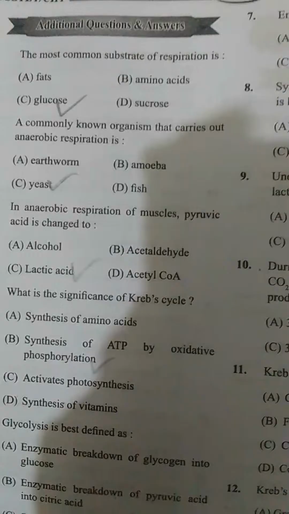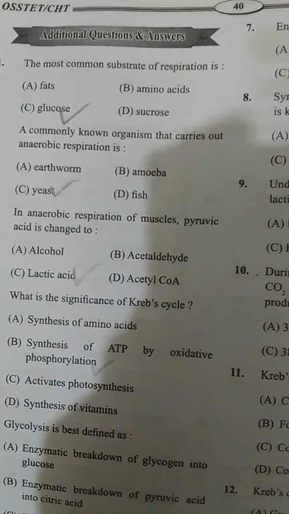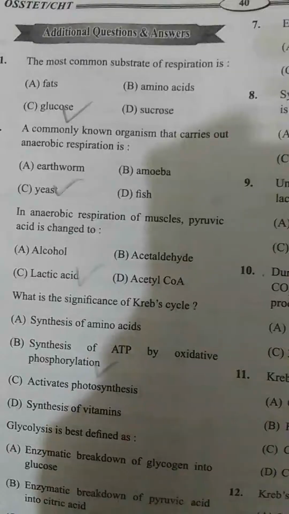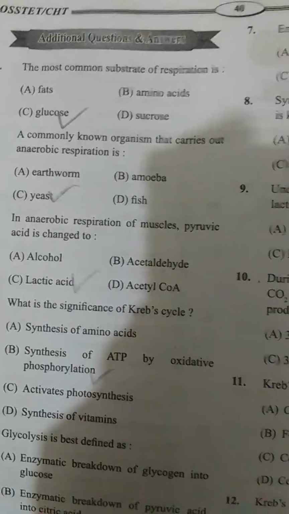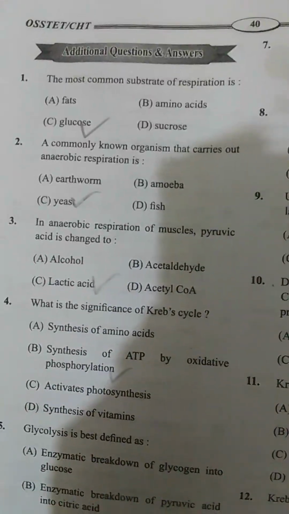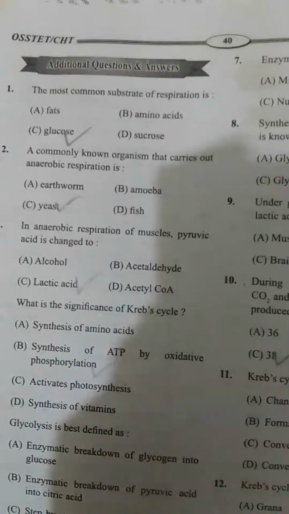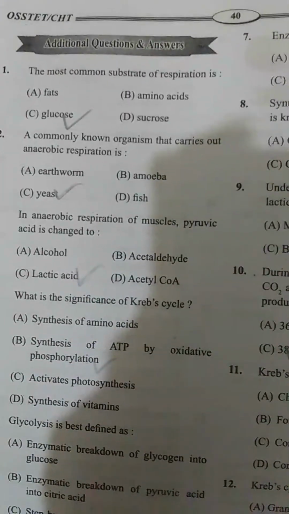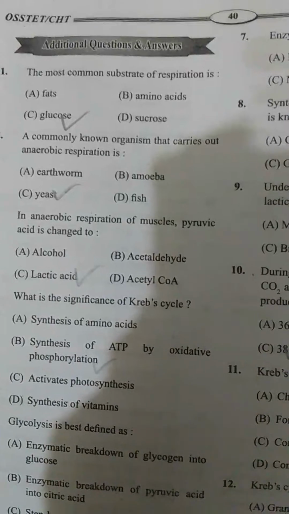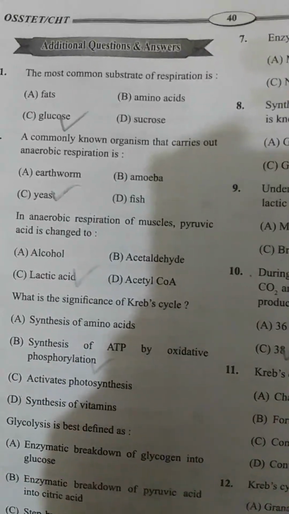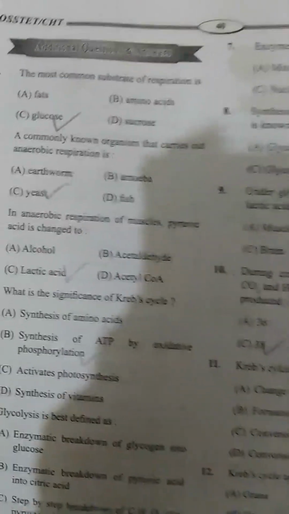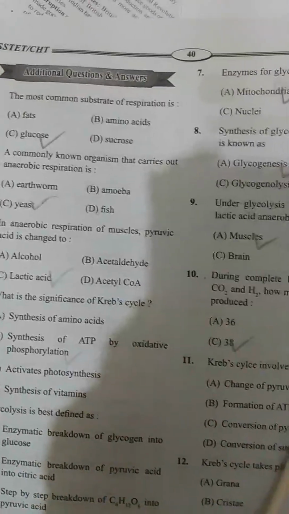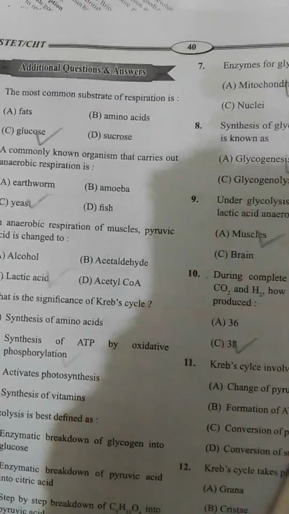Glycolysis is best defined as step-by-step combination of AMP and ADP with phosphate molecules to form ATP.